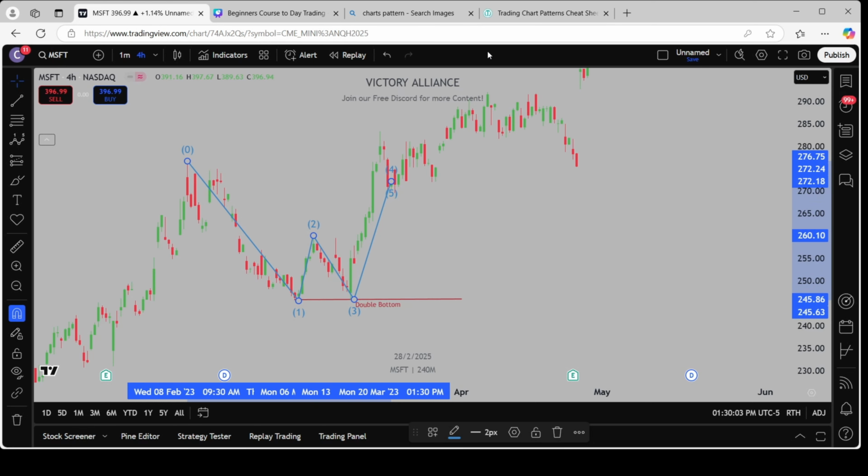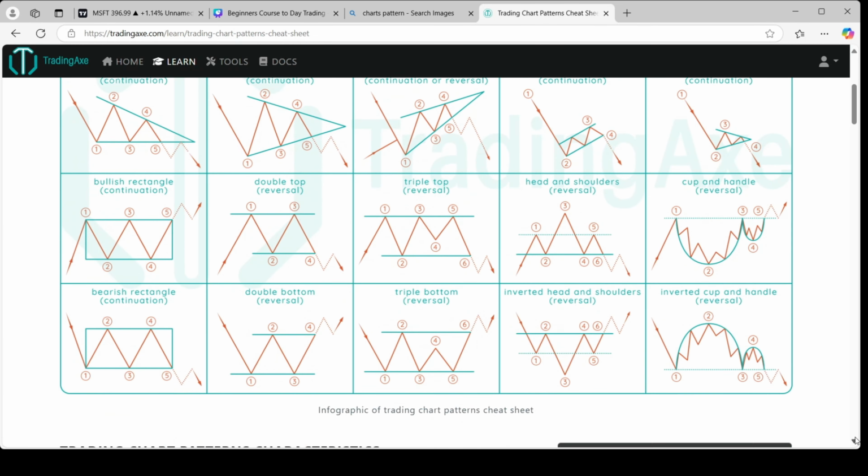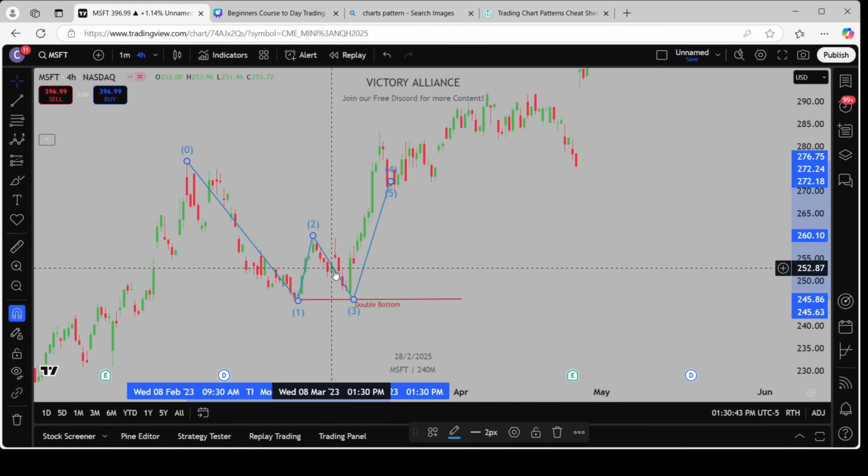All right, let's go back to the cheat sheet. See if we have a double bottom on this cheat sheet. There we go. There's a double bottom. Double bottom, that's a reversal pattern. That means if we're going down and we see this double bottom happen, the market is going to reverse to the upside. And that's exactly what it did. Came here, tapped, went back up, came back down, tapped twice, and then it took off to the upside. That's a double bottom.